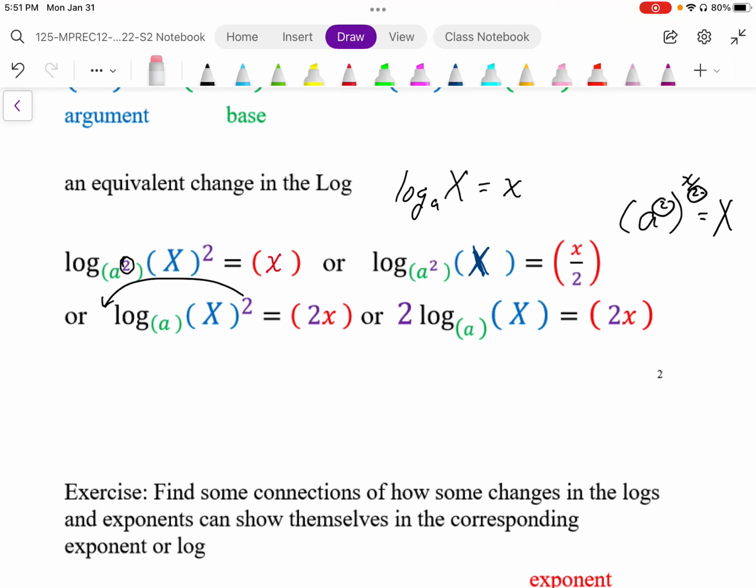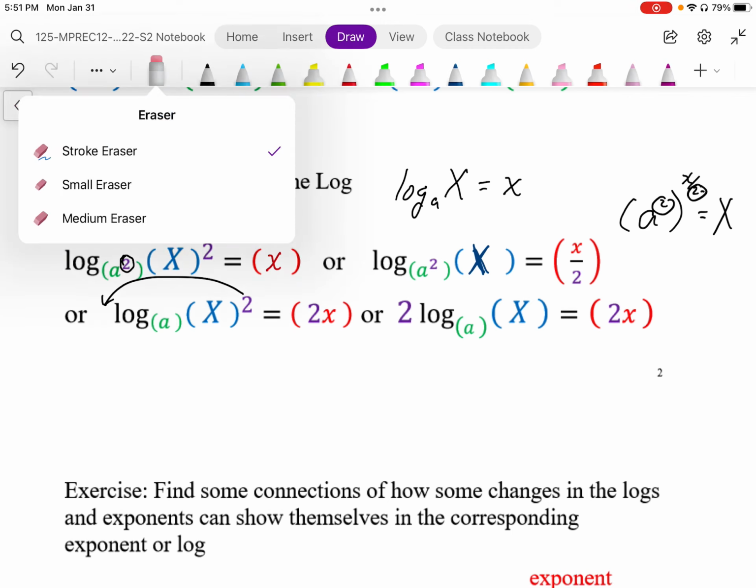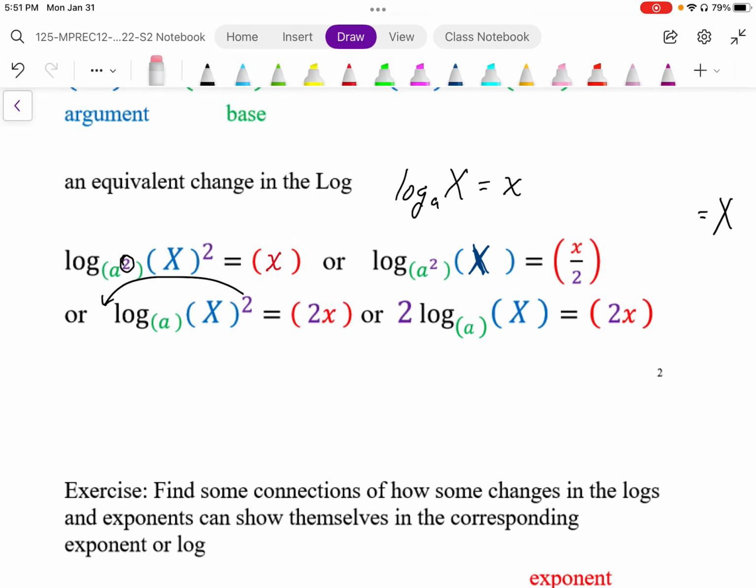So there are lots of different things we can do now with exponents if we have this little bit deeper understanding of logs and how it relates back to the exponential expression.